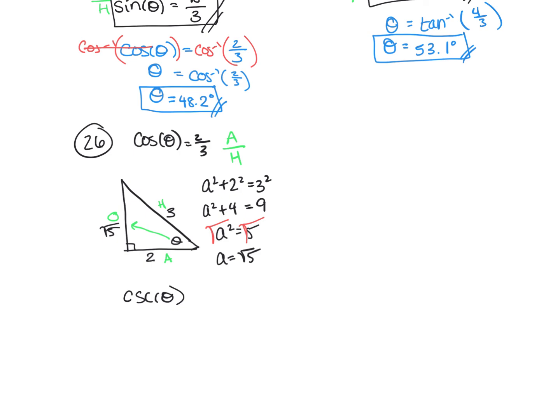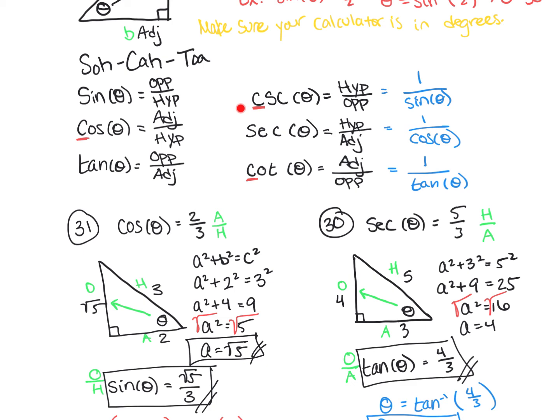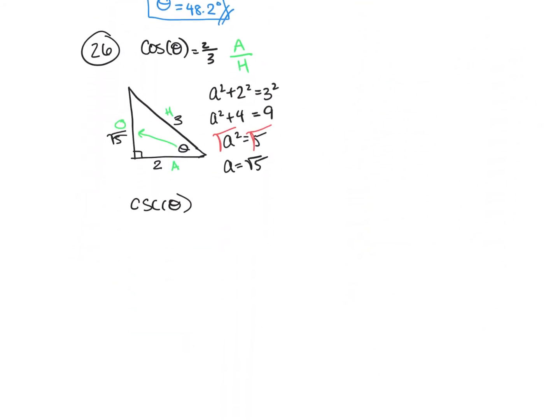Well, remember, cosecant, if we go all the way back up to here, cosecant was the flip of sine. So we want our hypotenuse over our opposite side. And that's going to give us 3 over square root of 5. Problem is we don't want the square root in the denominator. We have to rationalize it.